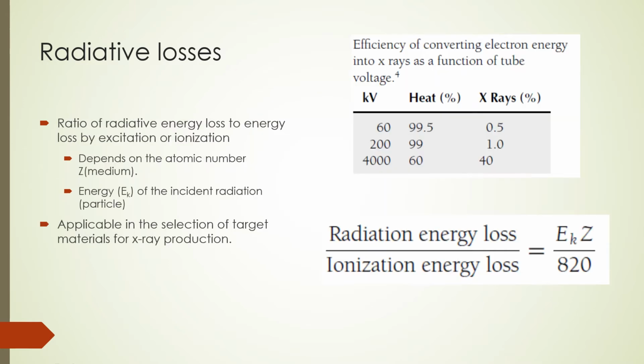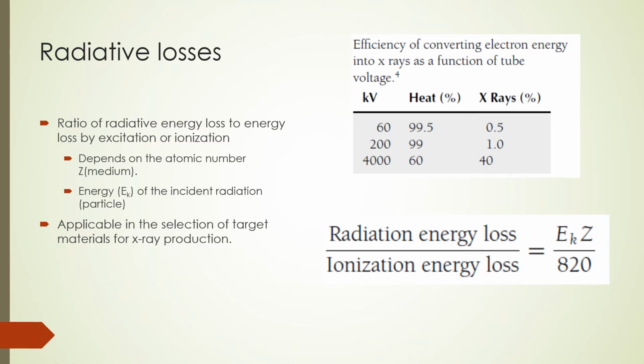There is a relationship between radiative energy losses due to Bremsstrahlung and ionization energy losses. It is expressed as the ratio of radiative energy loss to energy loss by excitation or ionization, and depends on the atomic number Z of the target material and energy E subscript K of the incident particle. This formula is used in the selection of target materials for X-ray production. It means high atomic number targets are better at X-ray production than low atomic number targets.